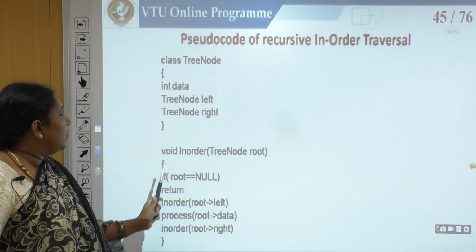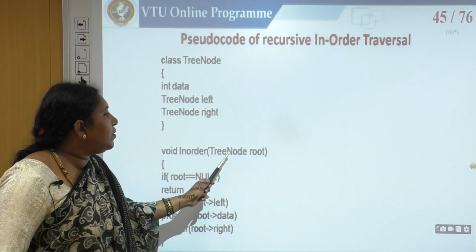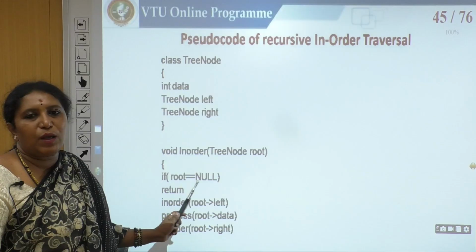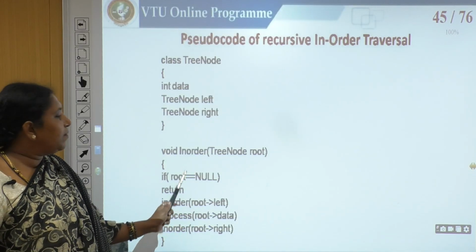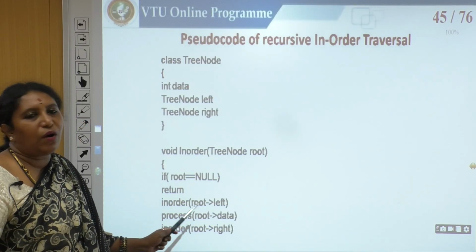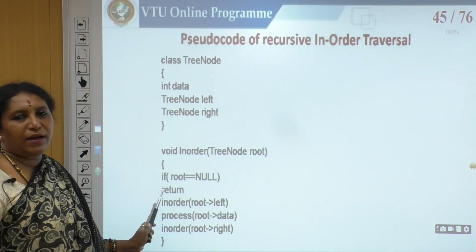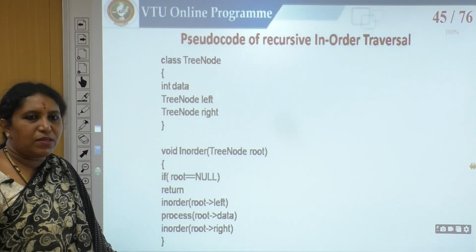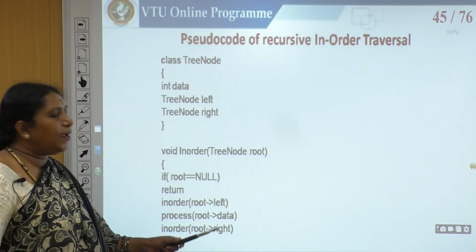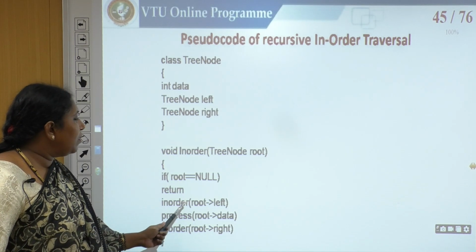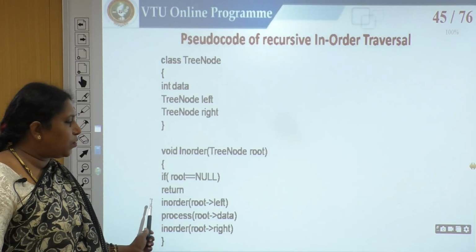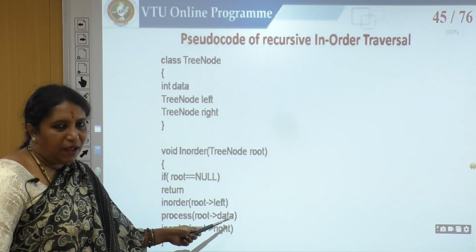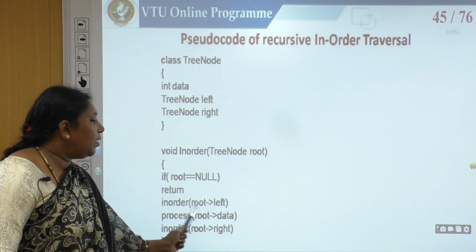After this, to call the in-order, void inorder with a TreeNode root, what you are supposed to do is first check whether the root is equal to null, whether the root is empty. If the root is empty, you do not visit anything, you just return, you come out of it. If the root is not empty, then you traverse the whole tree using the in-order operation, that is, inorder of root's left. First you visit the left node, then process the root data, then go to the right.